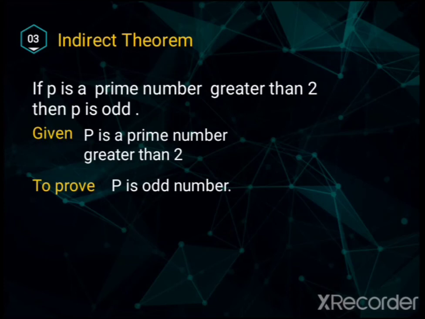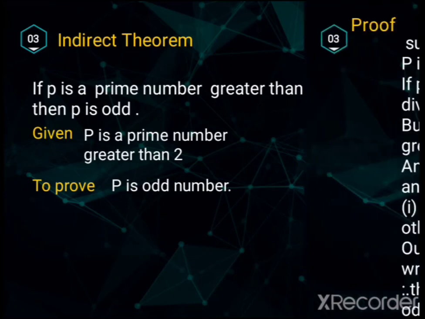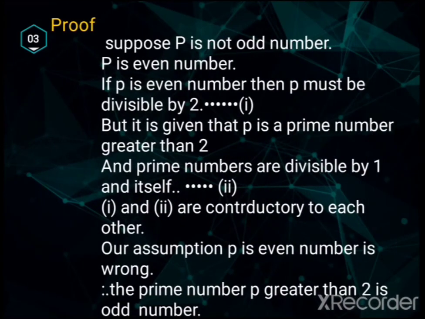Let's prove it. We will prove this theorem by the indirect method. Here I use, suppose P is not an odd number. It means if it is not odd, then P must be an even number. But if P is an even number, then P will be divisible by 2. This is our equation number 1.